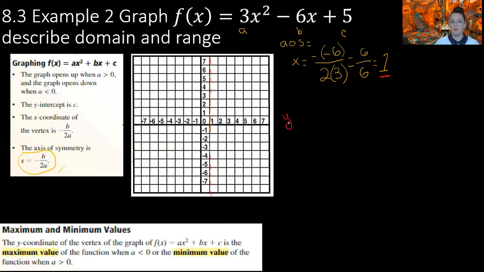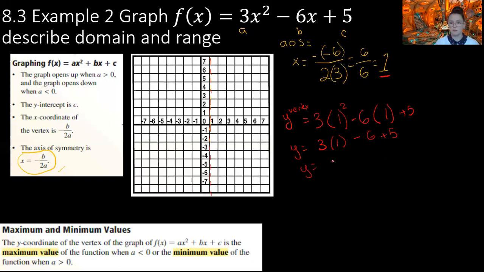So to get the y value for our vertex, we plug it in up here. So 3, instead of putting an x, I'm going to put in this x value here: 1 squared minus 6 times 1 plus 5. Okay, so we're going to solve this out. y equals 3 times 1 squared. 1 times 1 gives us 1. Minus 6 times 1 gives us 6, plus 5.